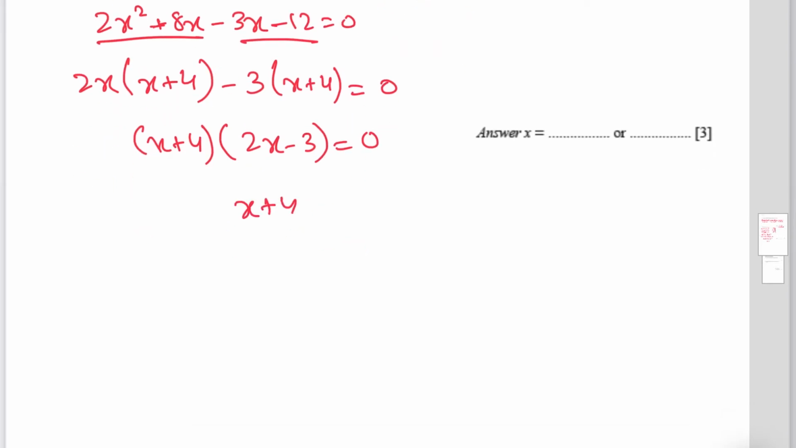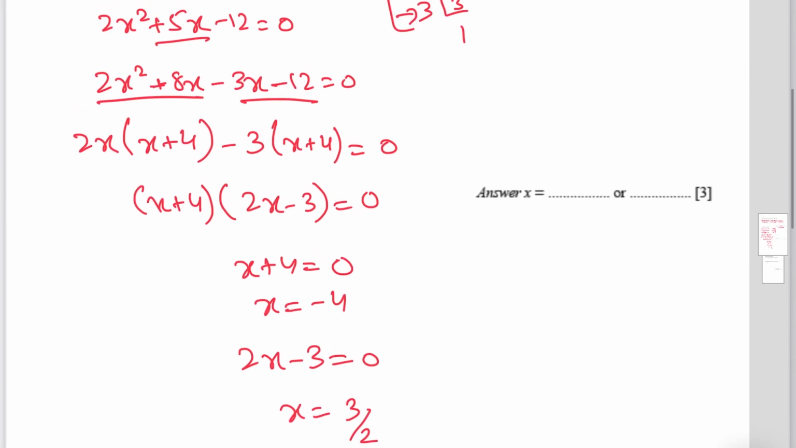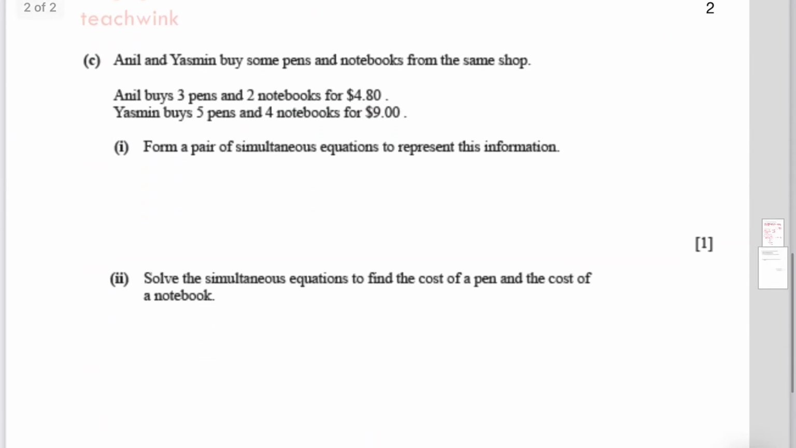So if x plus 4 equal to 0, then x would be equal to negative 4. And if 2x minus 3 is equal to 0, x would be equal to 3 over 2. So the values of x are negative 4 and 3 over 2. Let's move on. The next part of the question says, Anil and Yasmin buy some pens and notebooks from the same shop.